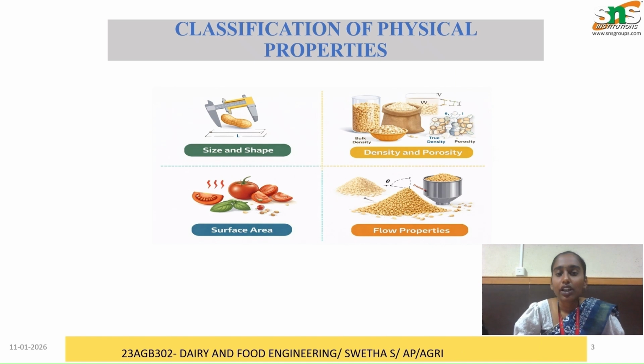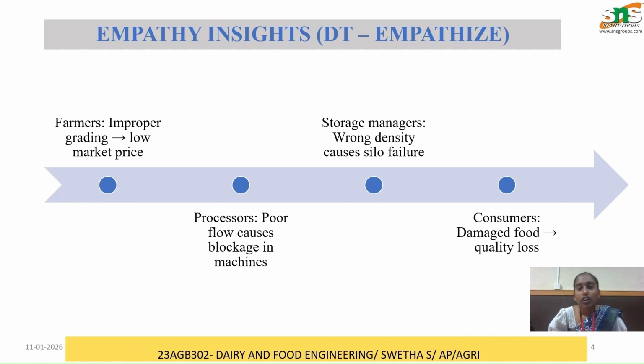What is the general classification of physical properties? These four factors mainly influence food products: size and shape, porosity and density, surface area, and flow properties. In this PPT, we are going to see step by step how these characteristics influence food. I'm going to convey this PPT in a design thinking way, with major steps: empathize, define, ideate, prototype, and test. This helps us understand the importance of physical properties in food.